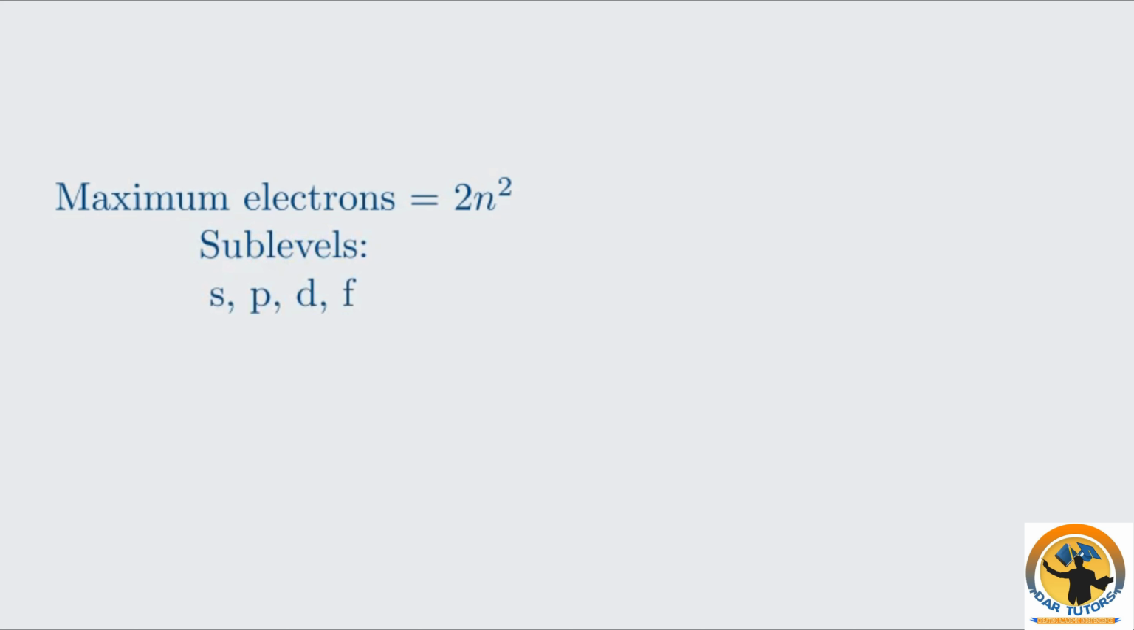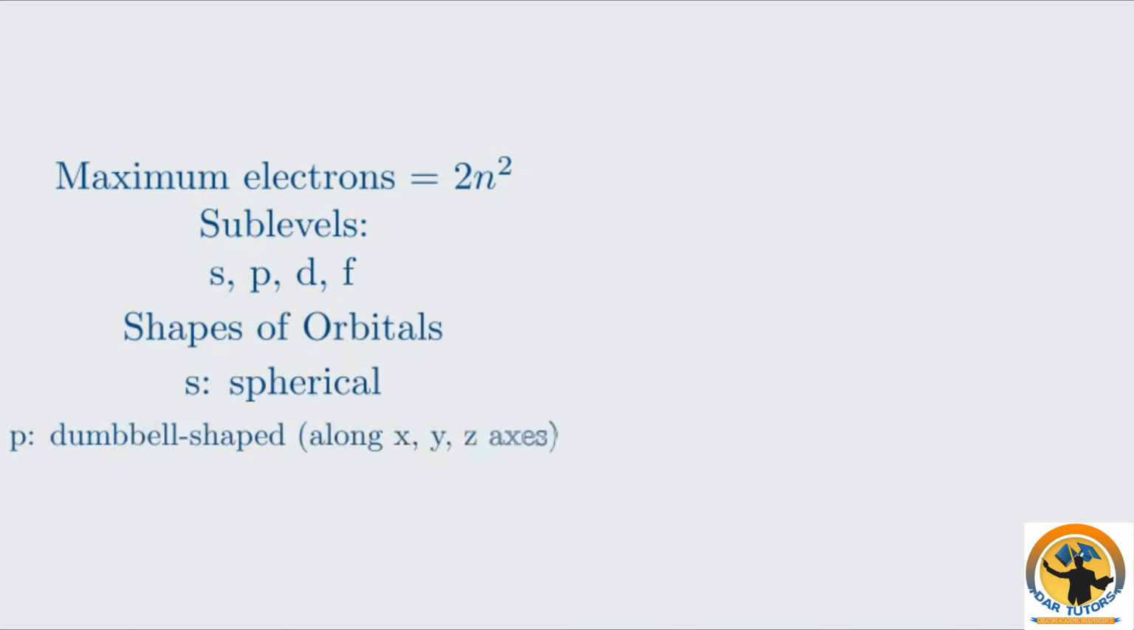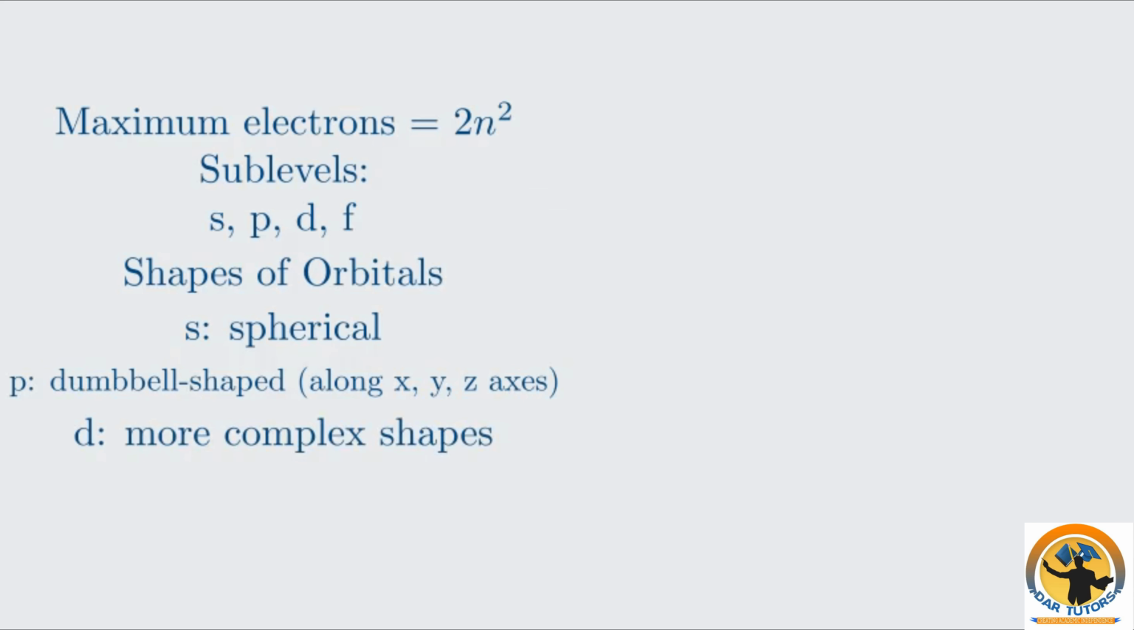Each of these sublevels has a characteristic shape. The S sublevel contains only one spherical orbital. The P sublevel contains 3 dumbbell-shaped orbitals oriented along the X, Y, and Z axes. The D sublevel contains 5 orbitals with more complex shapes, and the F sublevel contains 7 orbitals. These orbitals have a defined energy state, and the number of electrons they can hold is governed by fundamental quantum rules. The filling of these orbitals by electrons is governed by 3 key principles.